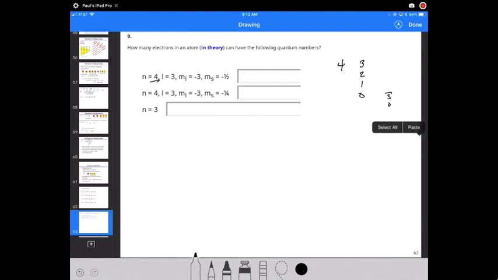The level 1 is called a P. How many spaces are in P? 3: 1, 2, 3, numbered -1, 0, and 1. In 2, what letter was that? D. There were 1, 2, 3, 4, 5 spaces numbered -2, -1, 0, 1, and 2. And the 3 is what level? F, with 7 spaces. That is numbered -3, -2, -1, 0, 1, 2, and 3. So those are available for 4.